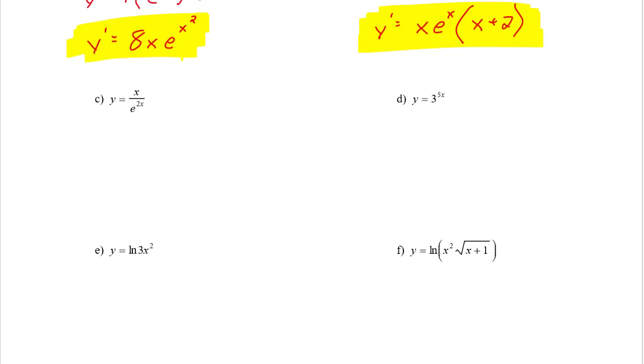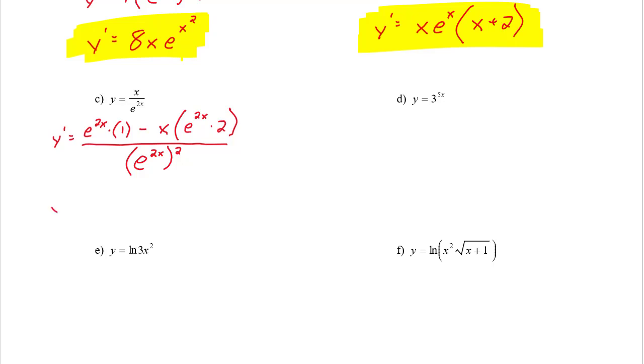Moving on to part C, notice we have division, or a quotient, so I'll have to make sure to use the quotient rule. So it's going to be the low d high, so times the derivative of x, which is just 1, minus the high times the derivative of the bottom function. So e to the 2x is going to turn into an e to the 2x, but then times a 2 because of the derivative of 2x. Then all over the square of what's below, so e to the 2x quantity squared, which I'll be able to simplify in the next step.